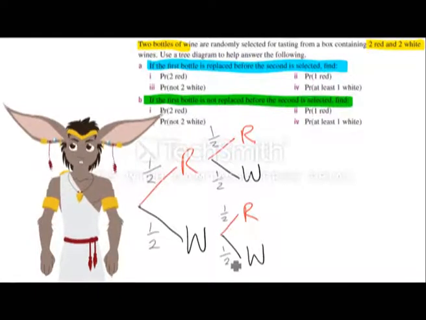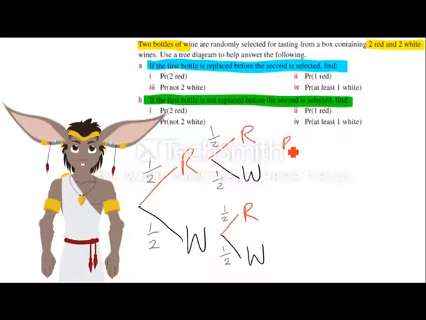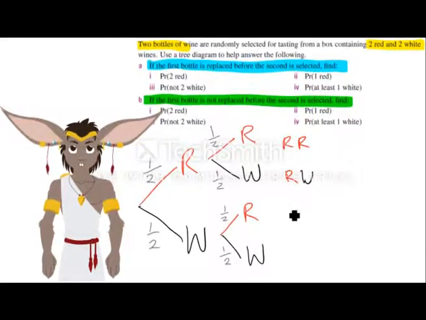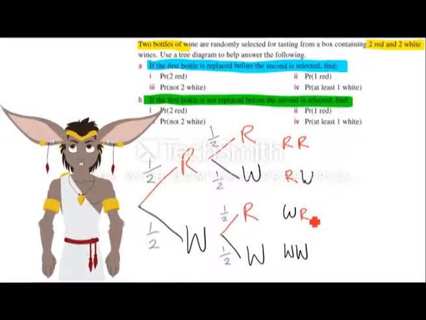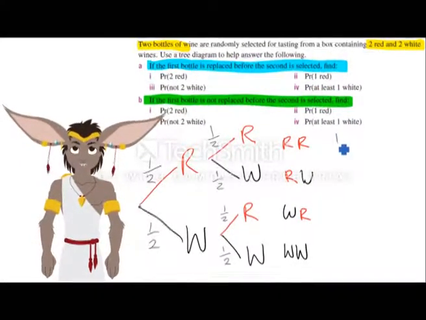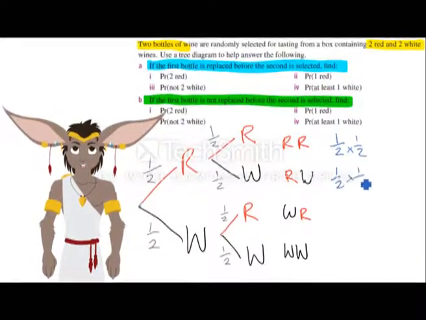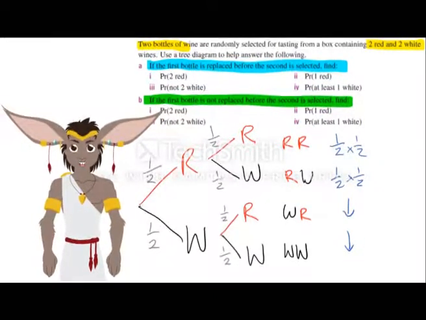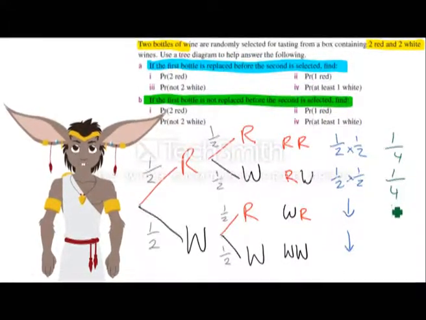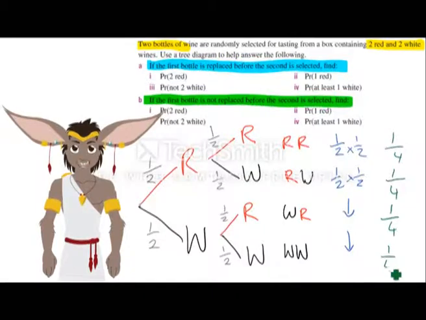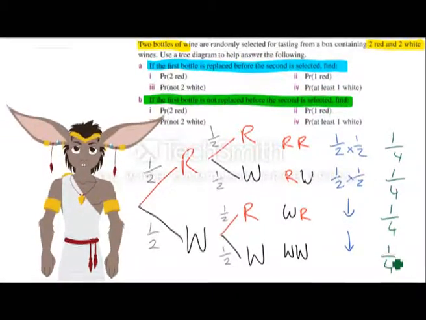If we were to complete this tree diagram, we would have red, red here, red, white, white, red, and white, white. Now the fraction is a half times a half, and that's the same down there and the same down there. We know that a half times a half is a quarter. So all of these have a 1 in 4 chance of happening.